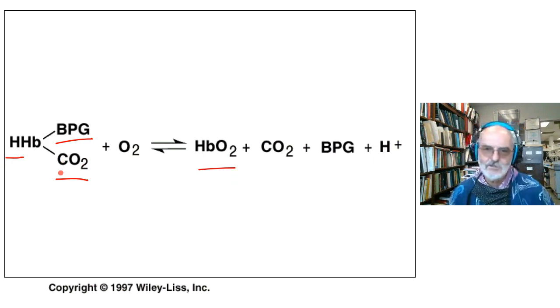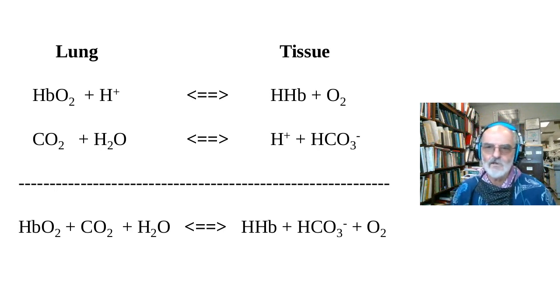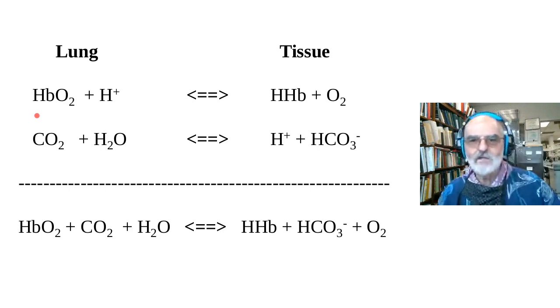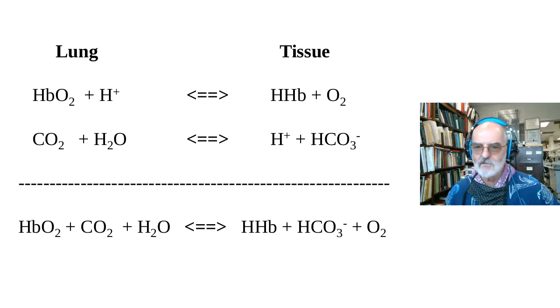At the tissues, the CO2 and the proton favor deoxy, releasing oxygen for the tissues. At the lungs, the higher partial pressure of oxygen favors oxygen binding and release of CO2 so that it can be exhaled. I've simply broken this up into this form. I'll show you this again tomorrow, where at the lungs you're binding oxygen and releasing CO2. At the tissue, you're releasing oxygen, making bicarb and binding CO2. And this is the overall net reaction going on in the plasma, the transport between the tissues and the lungs.